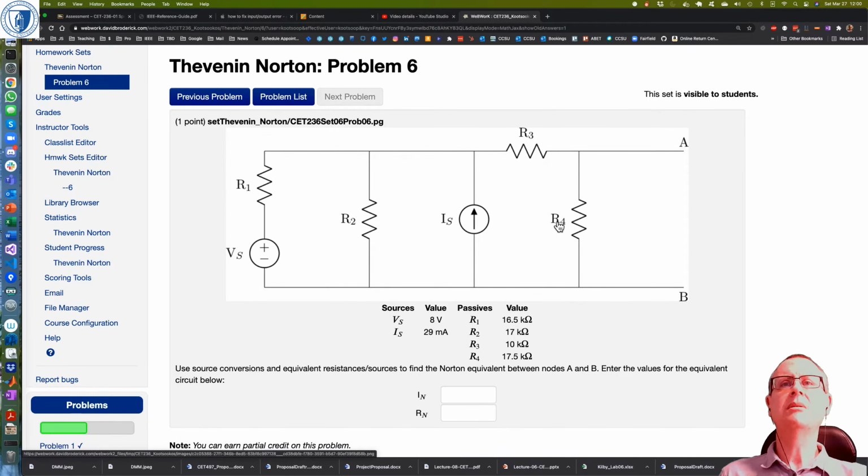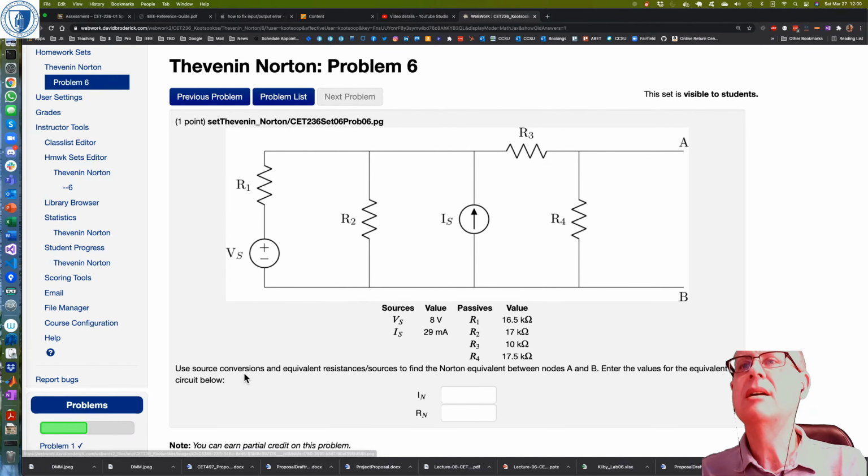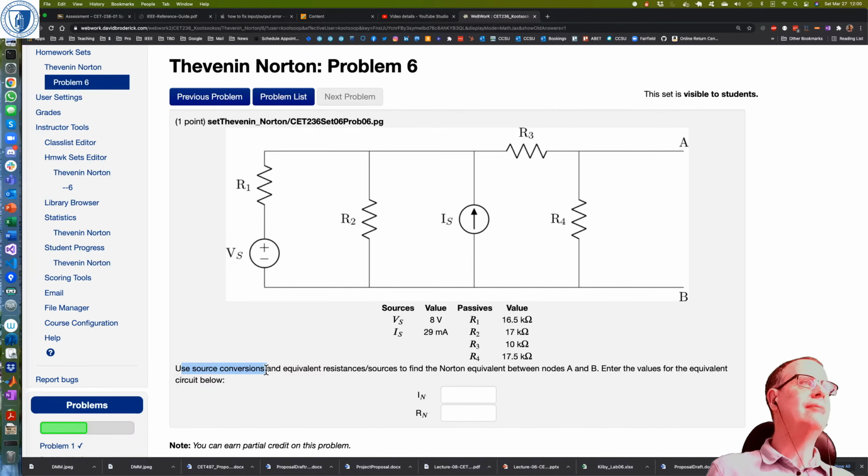And finally, another Norton question. Okay, source conversions. I haven't talked about source conversions. I should talk about source conversions.